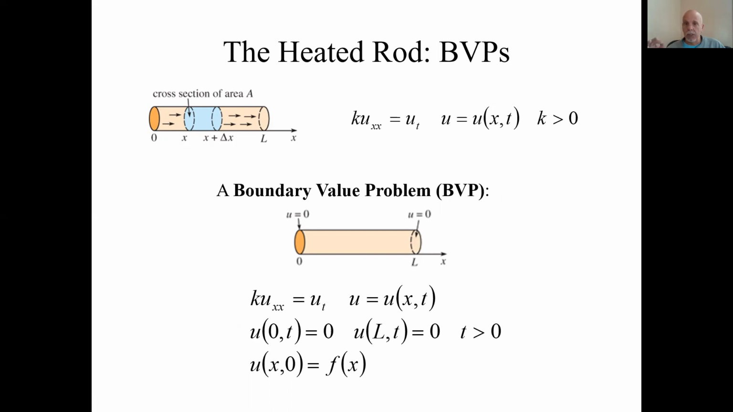The other condition is that it has a certain initial condition. So the initial temperature, meaning at time t equals 0, is some given function of distance along the rod, f of x. So this whole problem is our boundary value problem. t has to be greater than 0, by the way. So we start the problem at time 0 and then see what happens as time goes on. That's the problem.